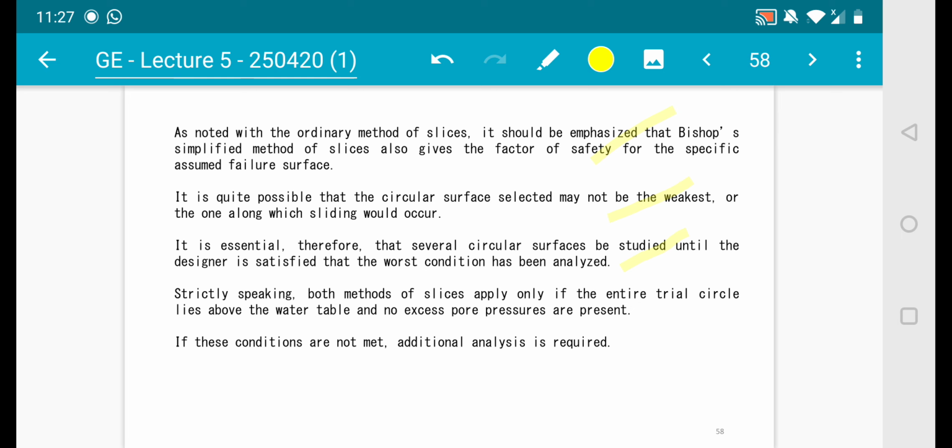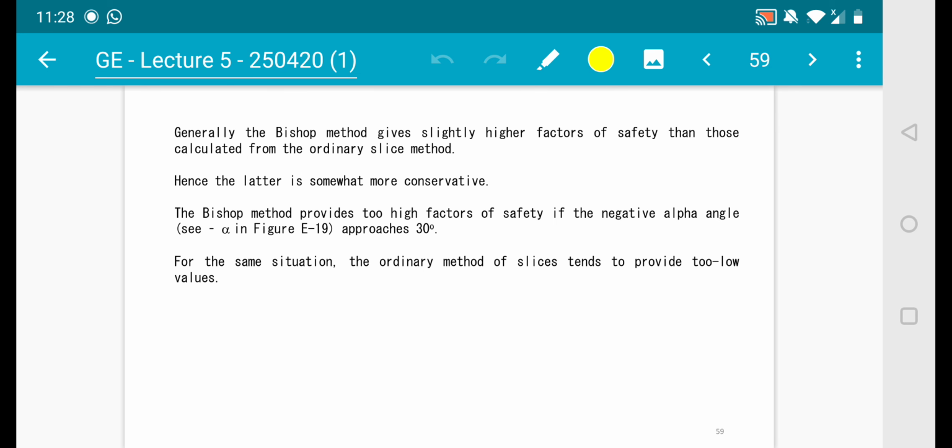Now, strictly speaking, both methods of slices apply only if the entire trial circle lies above the water table and no excess pore pressures are present. This is what you need to understand about when and when not to use this method. If these conditions are not met, additional analysis is required. Generally, Bishop's method gives a slightly higher factor of safety than that calculated from the ordinary slice method. Hence, the latter is somewhat more conservative.